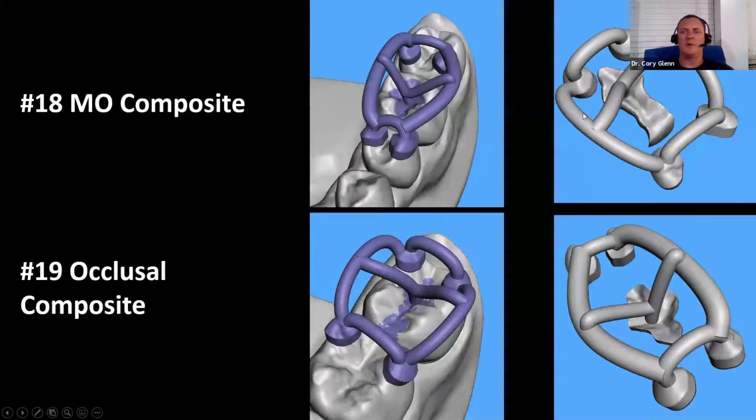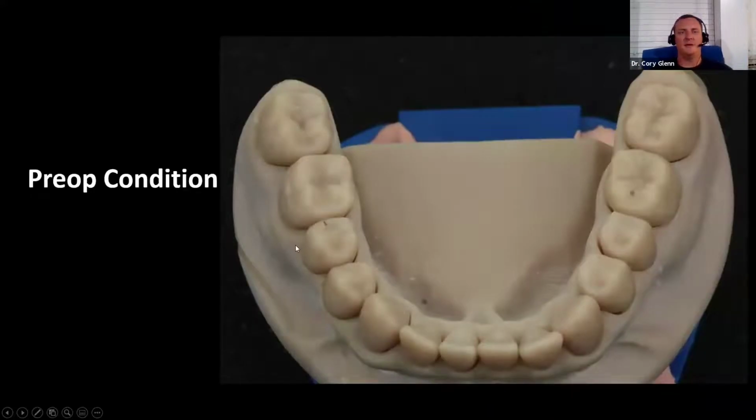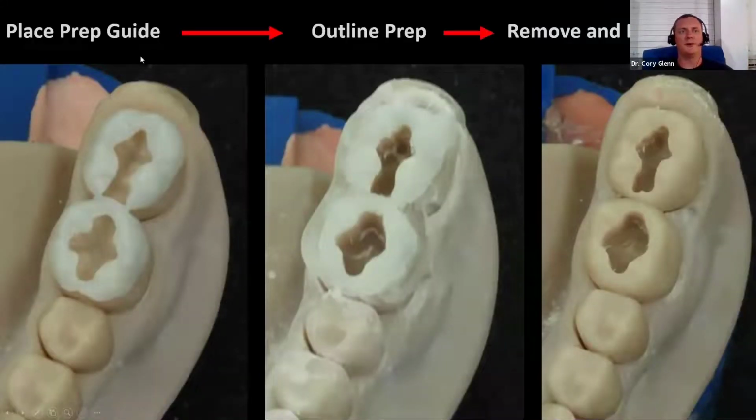Okay, so this is kind of what these things looked like after they were pre-printed. We did an 18 MO and a number 19 occlusal composite. And so here was the pre-op. We used the prep guide, just doing this on models, did the prep on these. Things like depth of the box, that doesn't necessarily matter because you're going to just place a band around this tooth and some uncured composite and squish it in. So the excess is going to flow out. You'll have a closed box and you can tease away the excess.